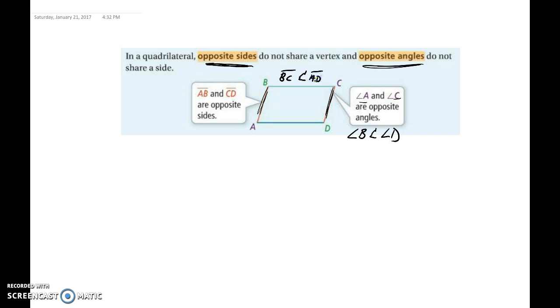So in a quadrilateral with 4 sides, we will have 2 pairs of opposite sides and opposite angles. It's important for you to be able to identify what is an opposite side and what is an opposite angle because of the traits that happen with some of these special quadrilaterals.